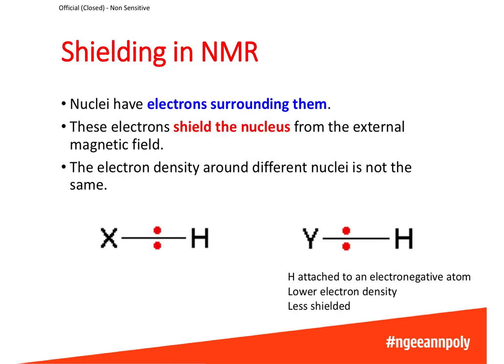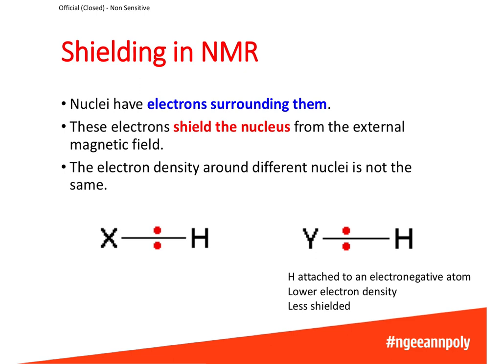The nuclei of atoms don't just exist alone, they have electrons surrounding them. These electrons surrounding the nuclei will shield the nucleus from the external magnetic field. So if there is a higher electron density surrounding the nucleus, it will be more shielded from the external magnetic field. And if the electron density around the nucleus is lower, then it is said to be more deshielded.